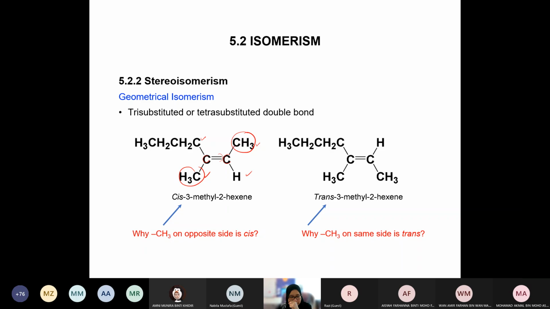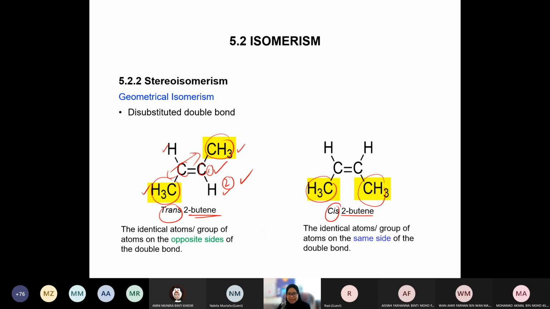Okay, so you check CH3 with CH3, then it should be trans, right? Like if you use this example. Oh, you check the same group, easy. Okay, if the same group, it is trans. Sorry, the group molecule, CH3, is in the opposite place, so that then it is called trans.